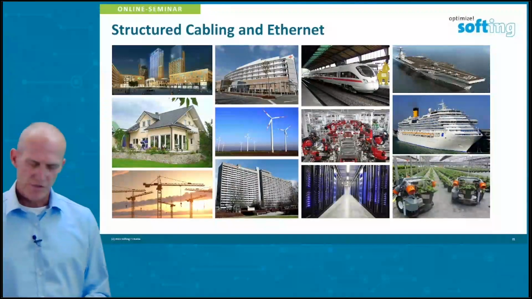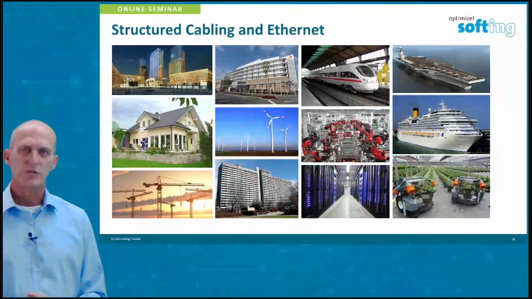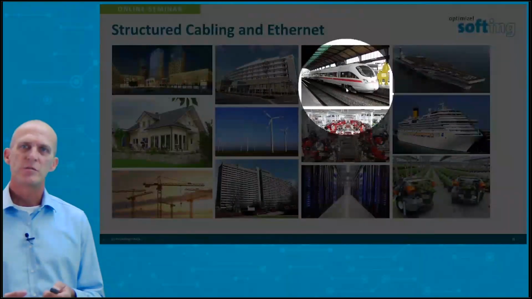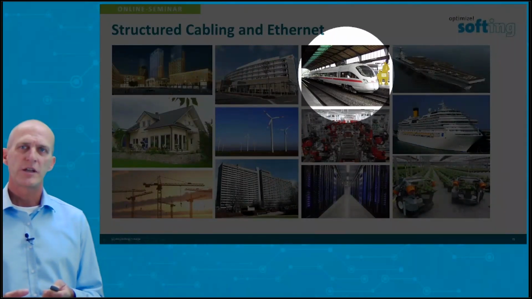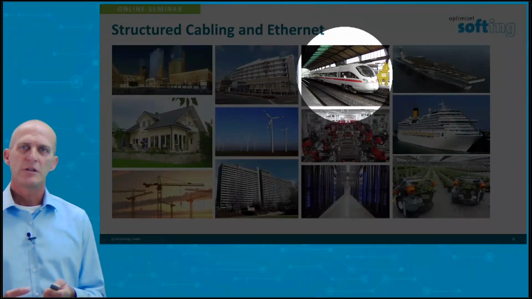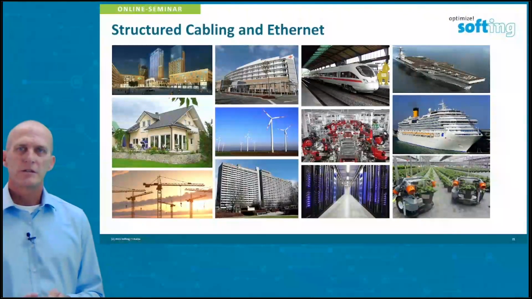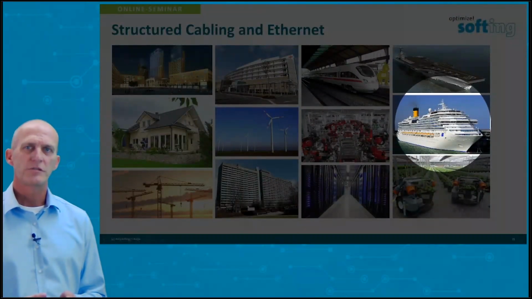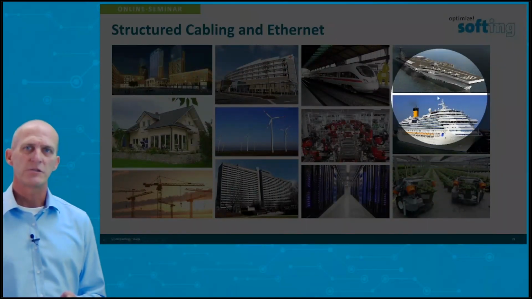Ships and big trains, they are like rolling data centers. This train you see here on the top is a German ICE train. This train has about 700 or 800 data connections, data links, and that run basically with Ethernet. A ship like an aircraft carrier here, or a cruise ship, they have thousands of Ethernet connections. So they are actually really swimming data centers, if you will.